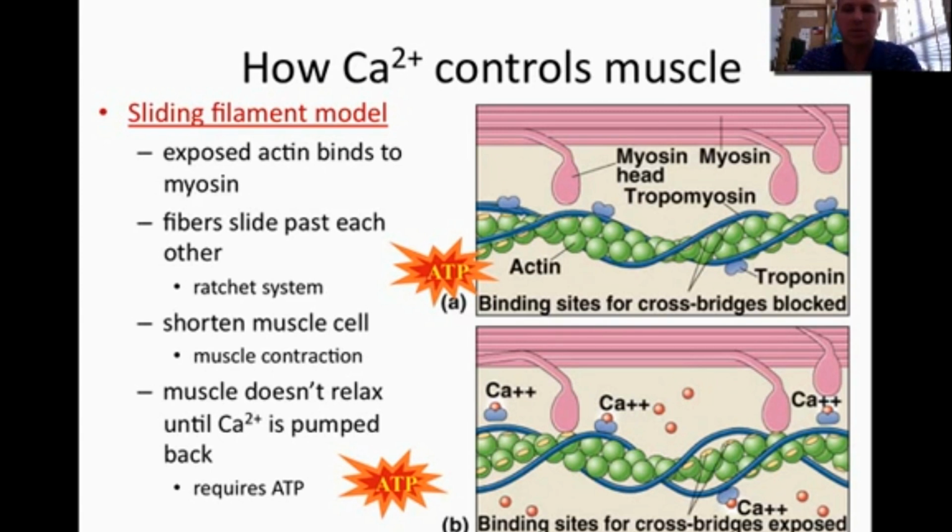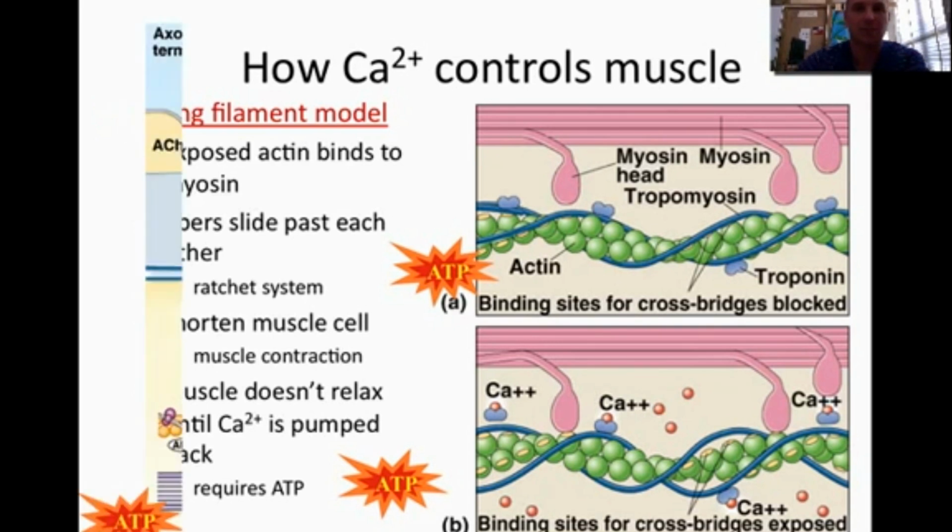Whenever the calcium is bound to the troponin, then the troponin releases the tropomyosin, which allows the myosin head to bind to the actin myosin binding site. Whenever calcium is released or taken away, let's say by active transport, then the troponin covers up the tropomyosin, which covers up the binding site, so it's in this resting state.